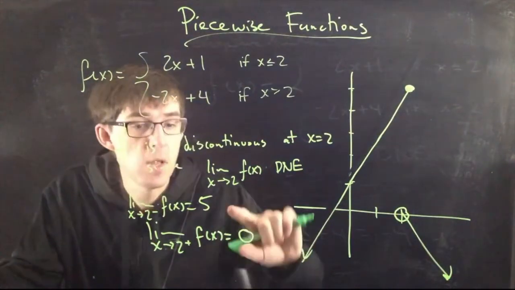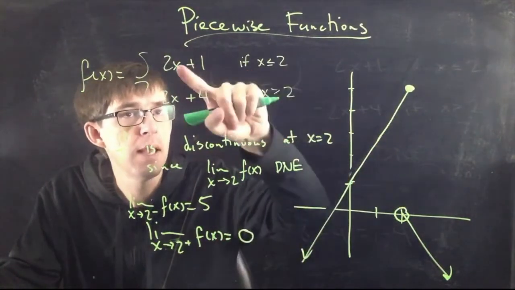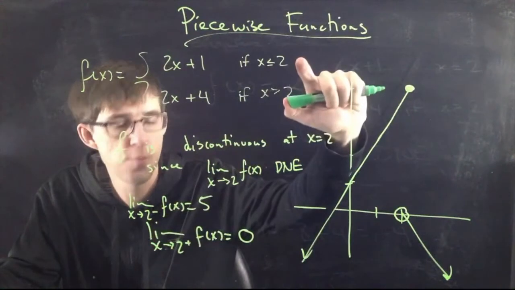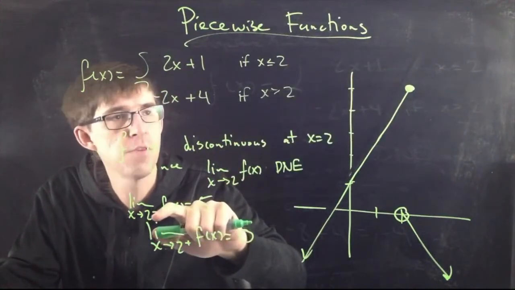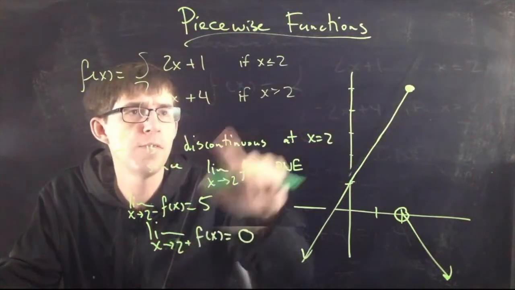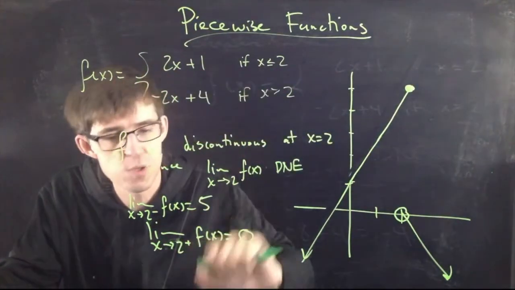I'll have you notice, these values actually, you don't need the graph to find them. You can find them by looking at the original formulas. If I were to plug 2 into this formula, this is the limit as x goes to 2 from the left, meaning we're considering values which are slightly less than 2. Therefore, it makes sense to use this formula. If I plug 2 into this formula, I get 5, which is that value.